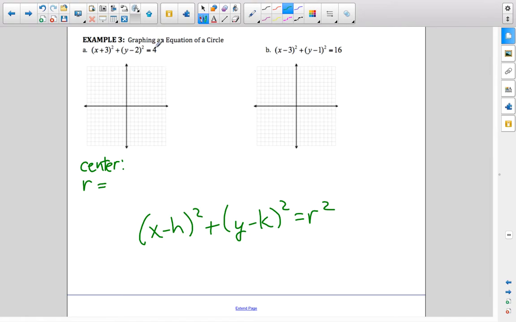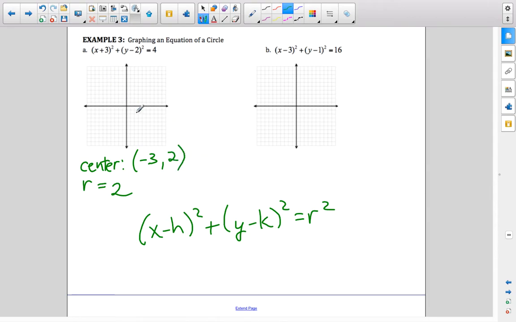So remember our formula, x minus h squared plus y minus k squared equals the radius squared. So if this is the radius squared, the square root of 4 is 2. And my center is going to be the opposite of plus 3, so it's minus 3. And the opposite of minus 2, which is positive 2.